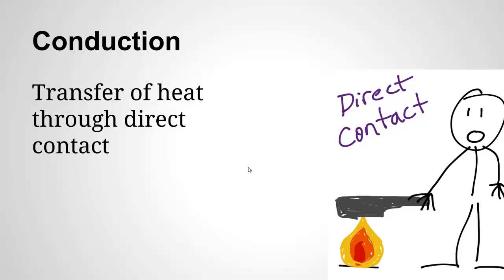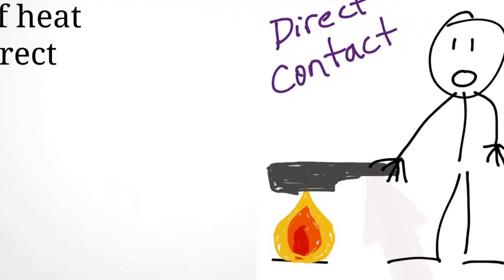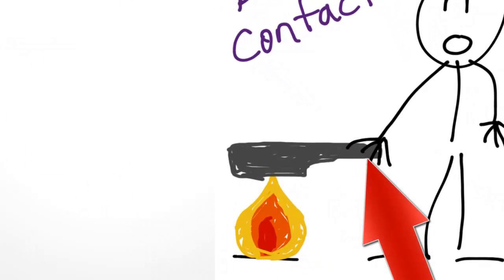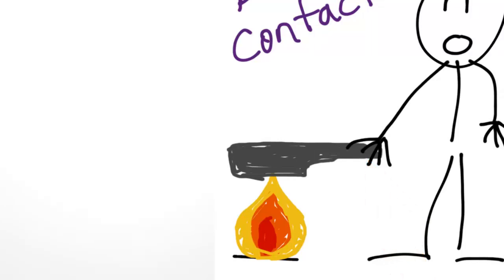So in my little diagram here, this guy's grabbing hold of a pan that's in the fire, and he is getting conduction type heat transfer through that handle. When he grabs a hold of that handle, he's feeling the heat.